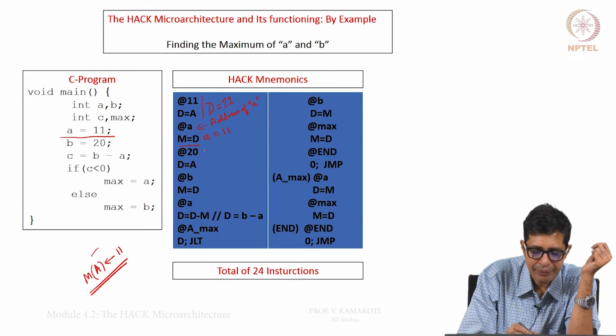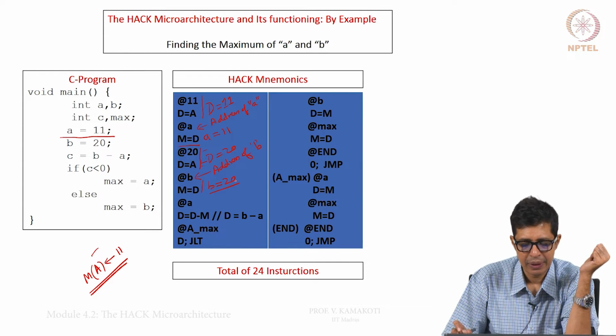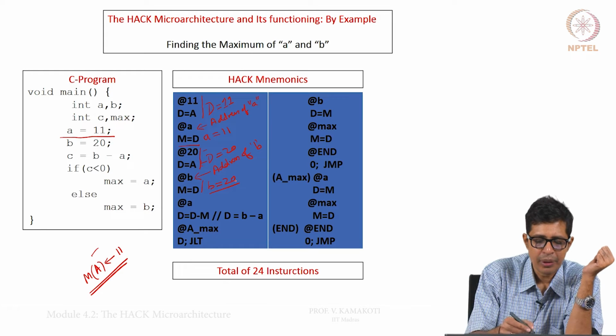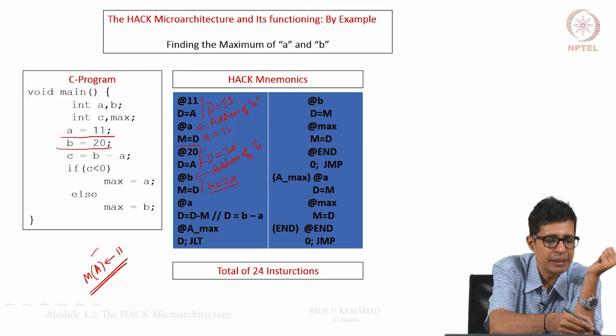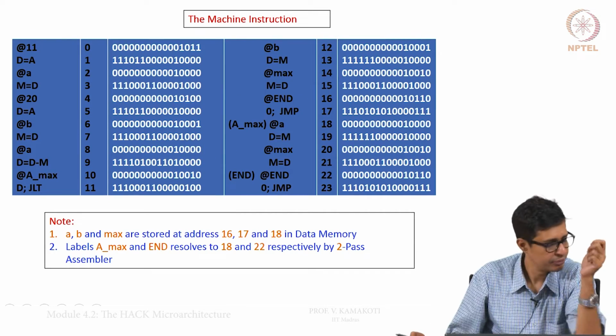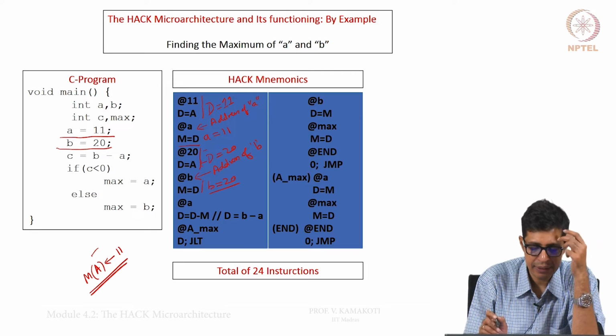Similarly, @20, now D becomes 20. Now, @B, this is the address of B. Now, M equal to D, that means B equal to 20 is finished. So, A equal to 11 is done by the first 4 instructions, and B equal to 20 is done by the second 4 instructions.